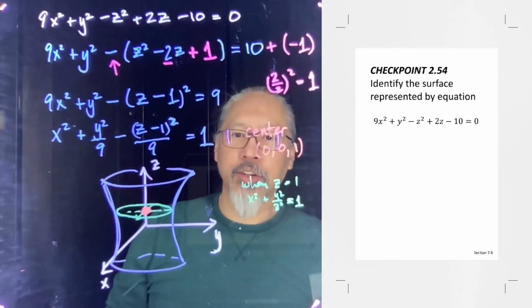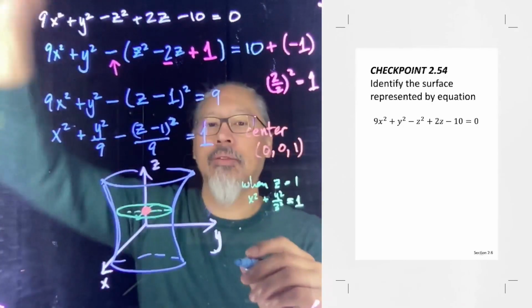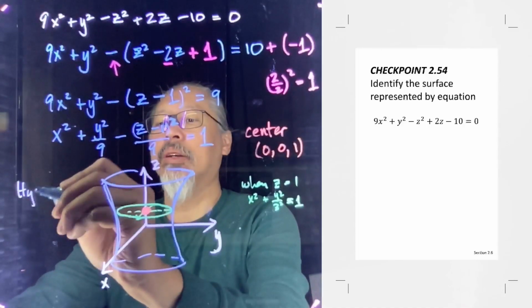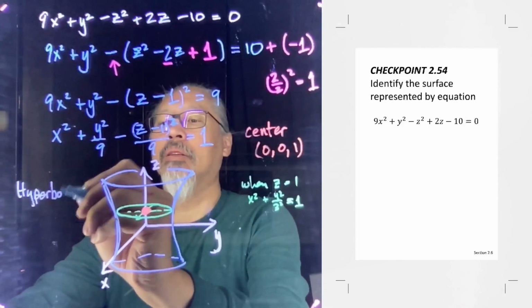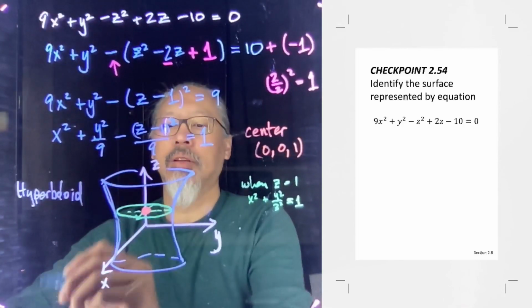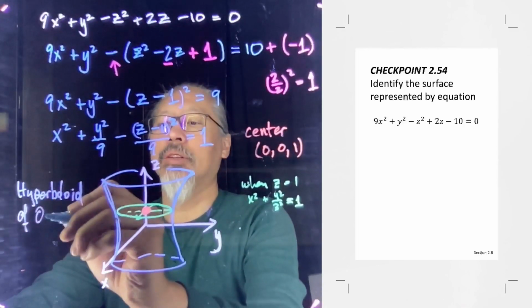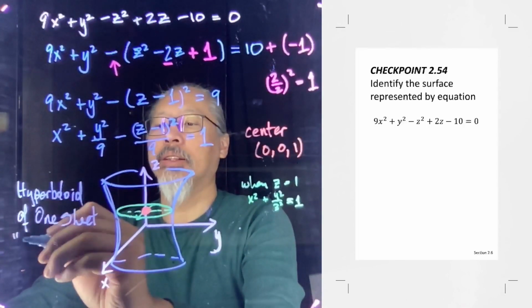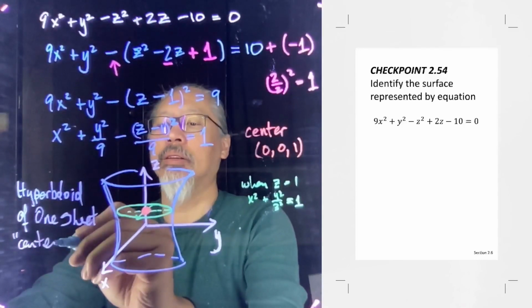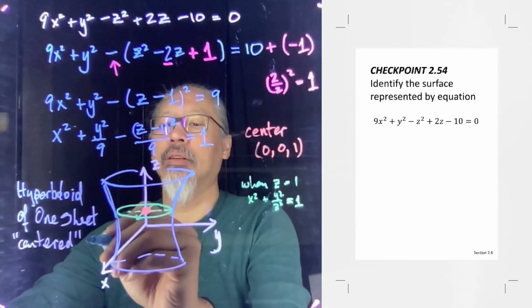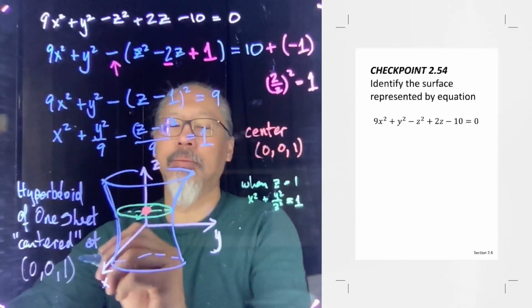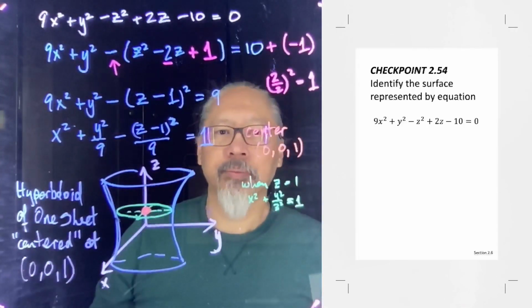All right, that's your hyperboloid of one sheet. Maybe we can write it down: hyperboloid of one sheet, centered at 0, 0, 1.